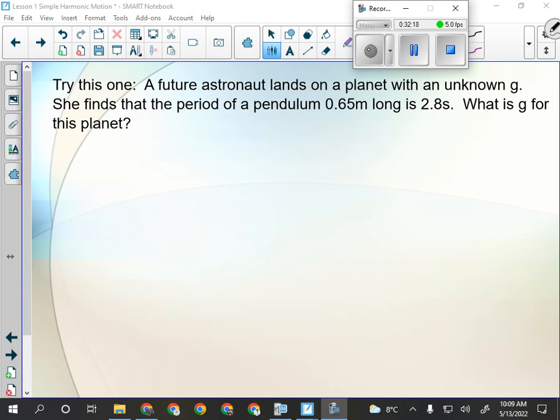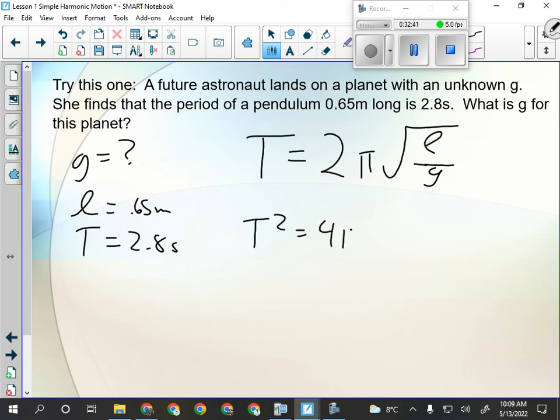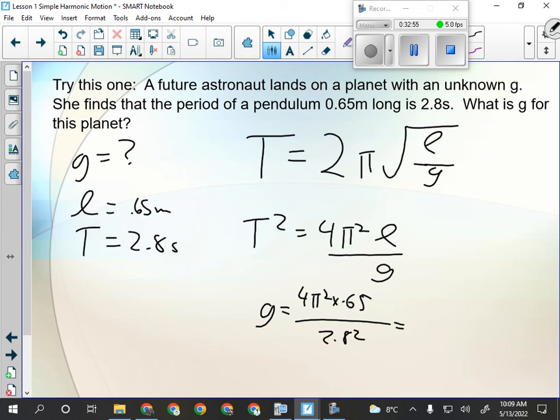Okay, so for this question here, the givens are that we don't know g. Okay, that's what we're looking for. We know the length of the pendulum is 0.65 meters, and we know that the period is 2.8 seconds. For a pendulum, period equals 2 pi times the root of L over g. If we're solving for g, we've got to square everything, so T squared equals 4 pi squared times L over g, and then to get g, we just swap T squared and g. So g will equal 4 pi squared times 0.65 meters divided by 2.8 squared. And again, the thing people forget to do is square the period on this one.